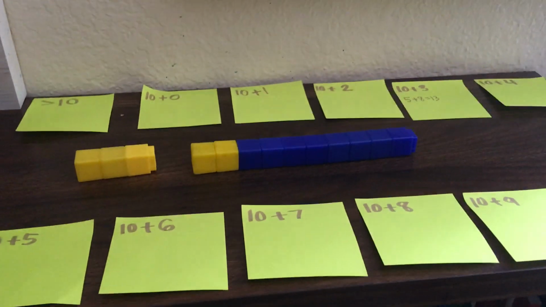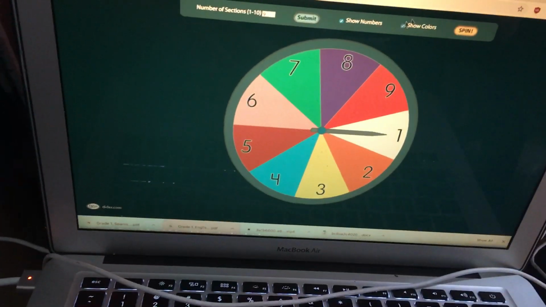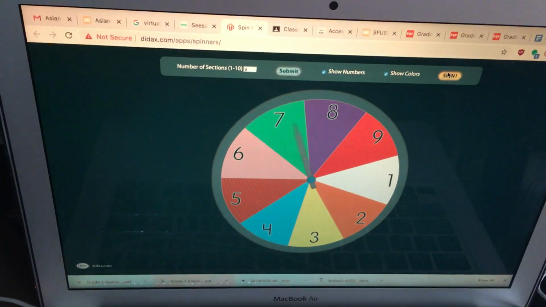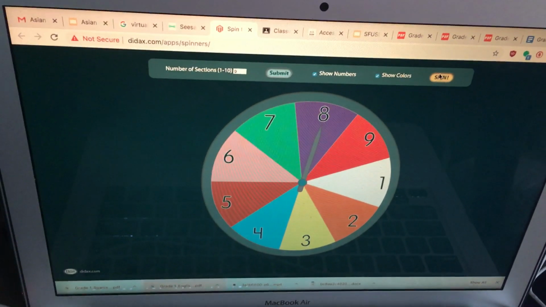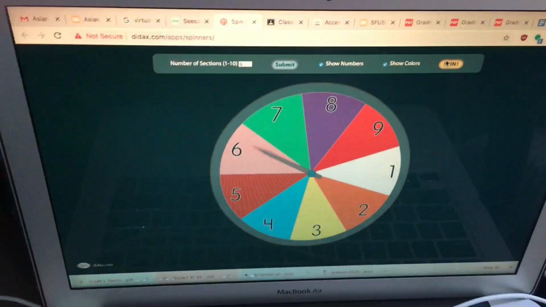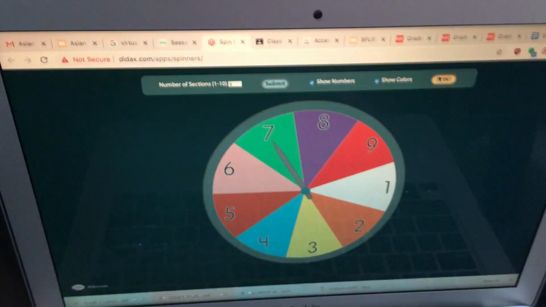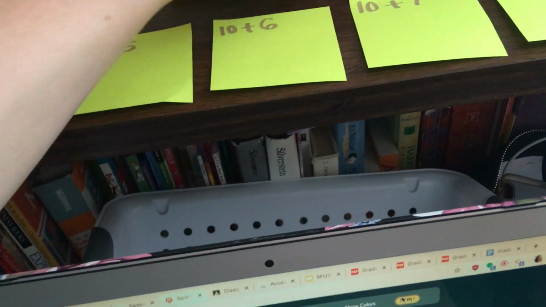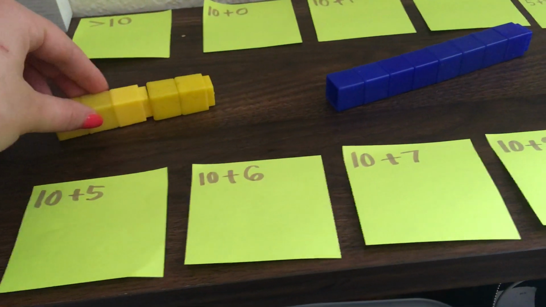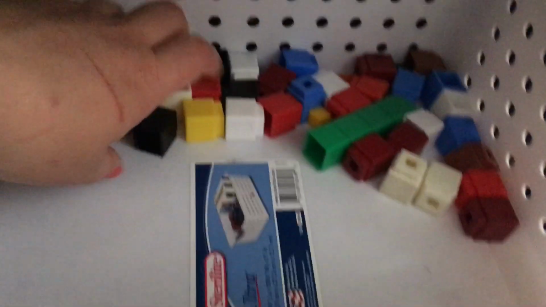I can spin again. So now I'm going to spin again. I need to spin for 2 numbers. So I got 8, and then I'm going to spin again. 8 plus 7. So I can reuse my 8 because I have 8 blues. And now I need to make 7, so I have 5 yellows, so I need to go into my cubes.